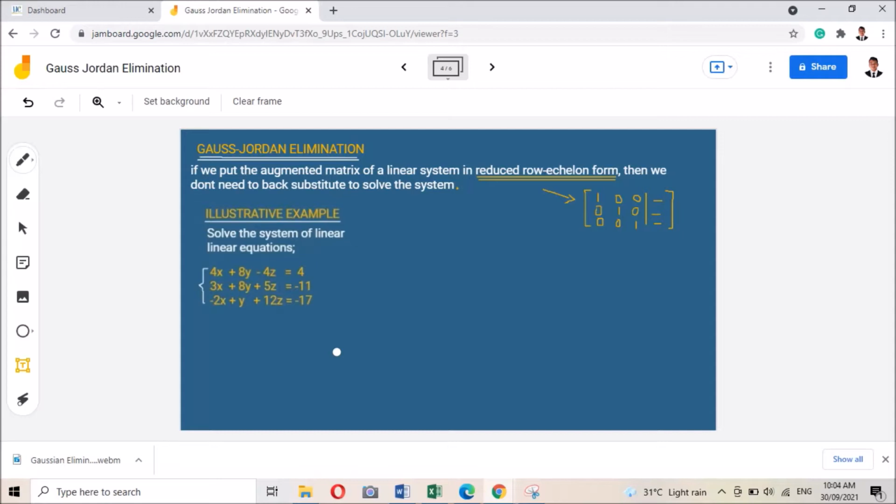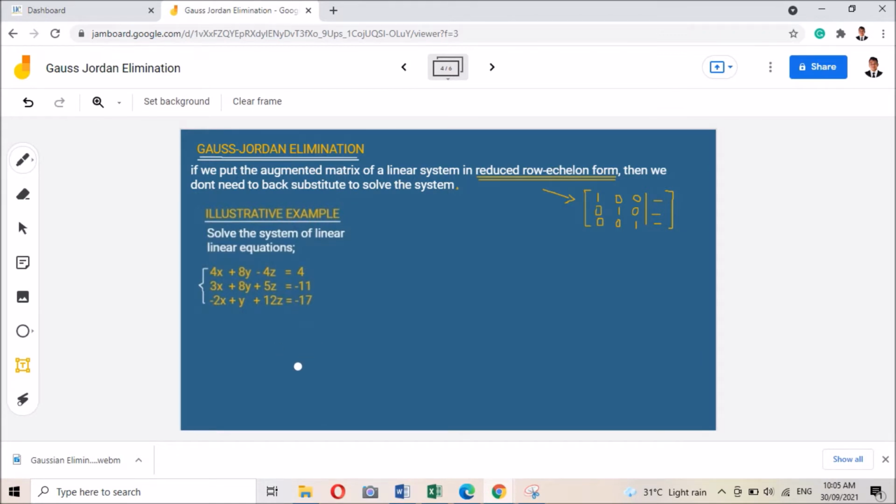Another way of solving the system is using the Gauss-Jordan elimination. If we put the augmented matrix of a linear system in reduced row echelon form, or RREF, then we don't need to do back substitution to solve the system. So here is our illustrative example, the same example as in our previous solution in Gaussian elimination.